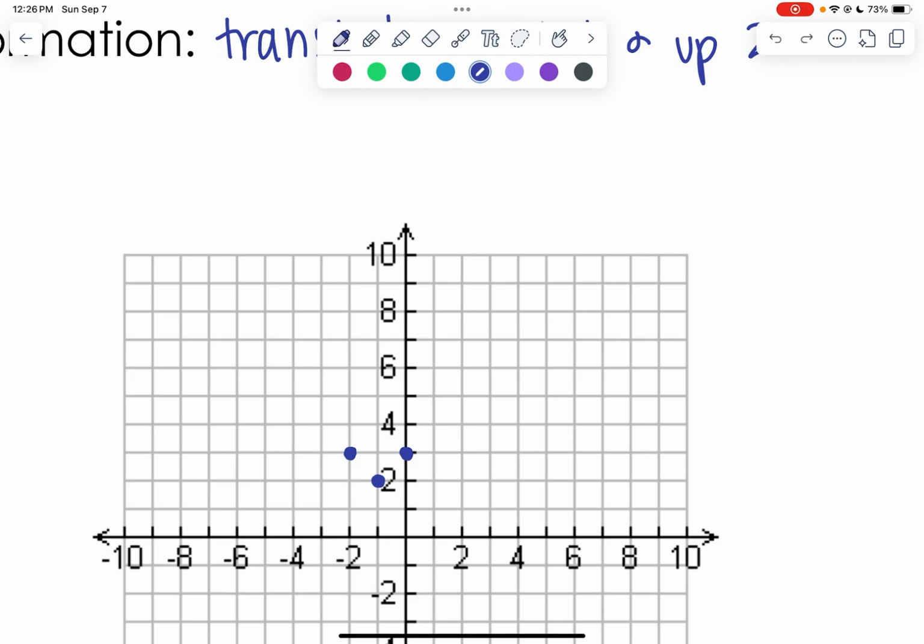So over 2 up 4 would be right there. And then left 2 up 4. So I just went over here up 2, 4, and then over 2, 4 to reflect it across that. Okay. And then there's your parabola.